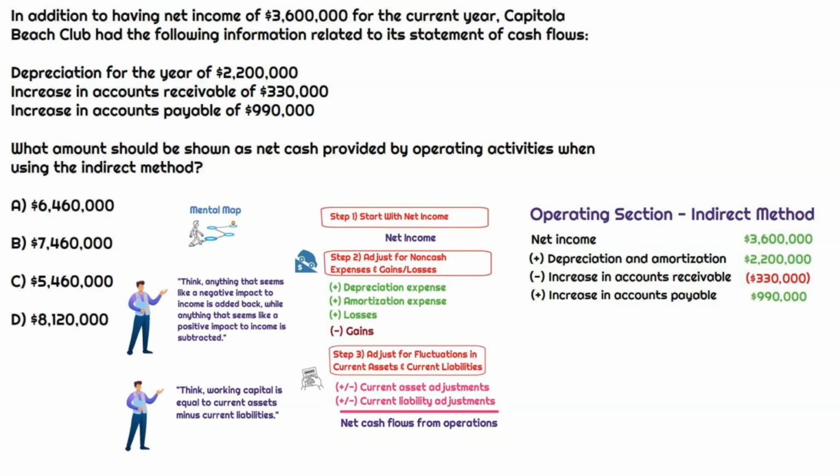So now that we've categorized each item, we're ready to add it up and see what the net cash provided by operating activities is. And under the indirect method, that's going to be $6,460,000. So that's the correct answer.